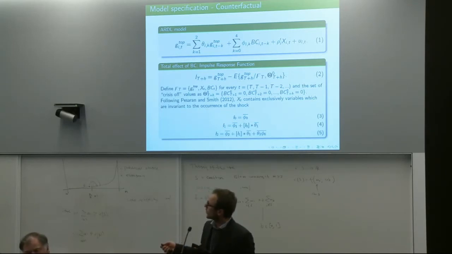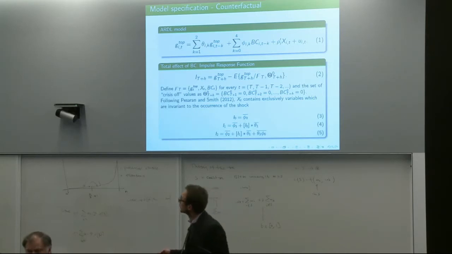And we use a very simple ARDL model, which is autoregressive distributed lag model, where G_it^top means the growth rate of top income shares at the top for country i at time t. BC_it is the banking crisis dummy variable for country i at time t. X_it is a vector of controls, which we'll be talking about later. U_it, obviously, is the error term.